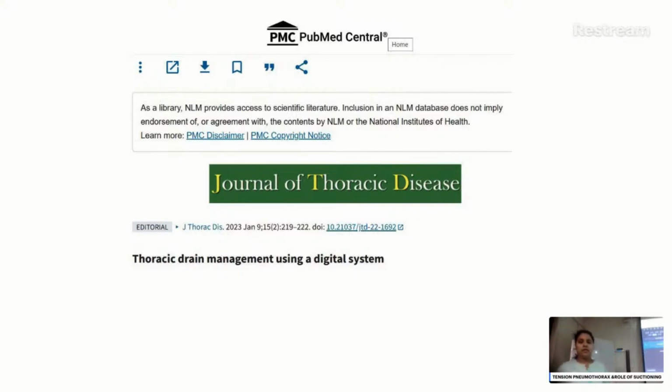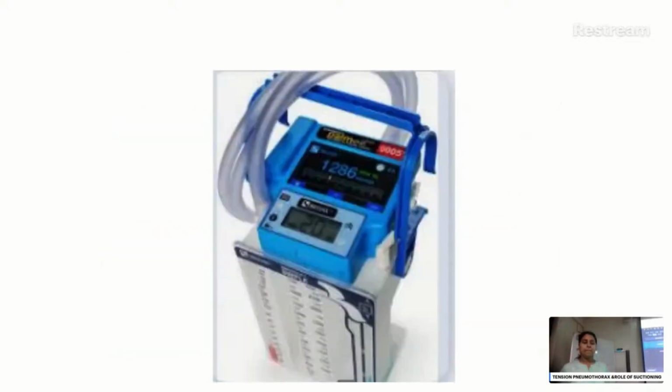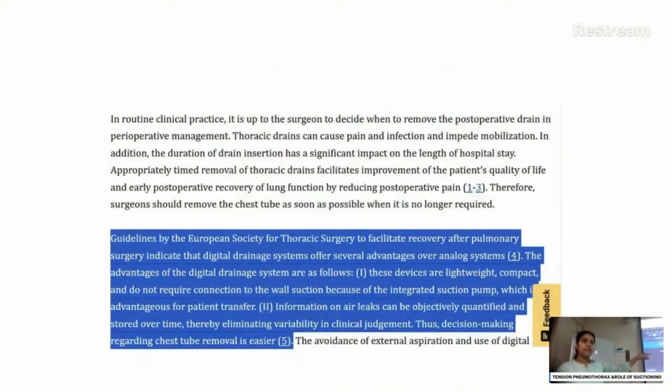Now, this is a recent advance for tension pneumothorax, that we are using the ICD bag and the ICD tubes. The most recent thing that has come up is thoracic drain management using a digital system. This was a study published in the Journal of Thoracic Diseases, and this is the digital machine for chest drainage. It has inbuilt suction also. We don't have to apply suction externally. उनका खुद का एक suction system है that will measure the amount of the leak that is there.